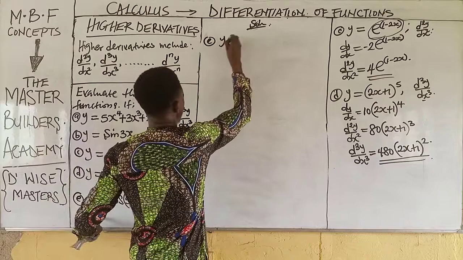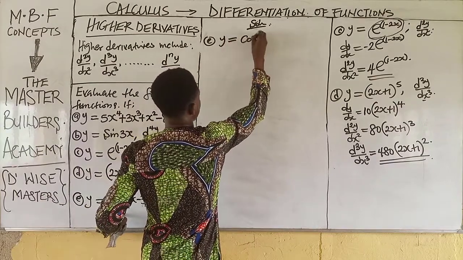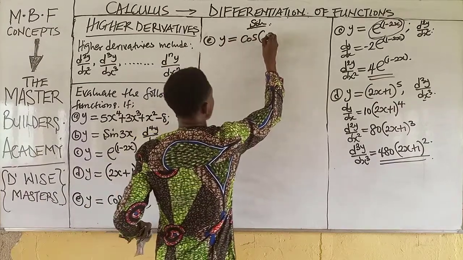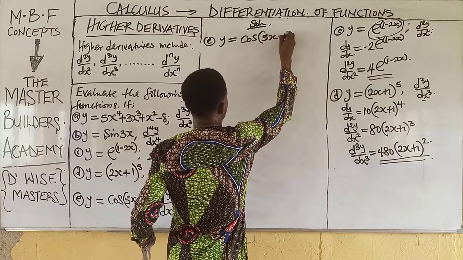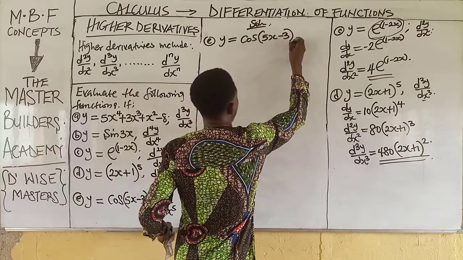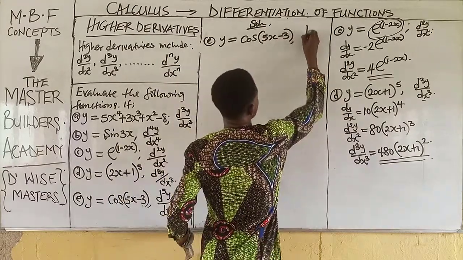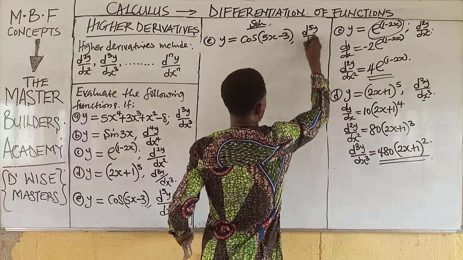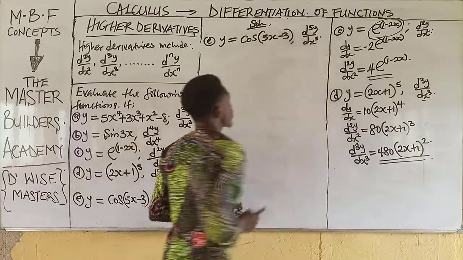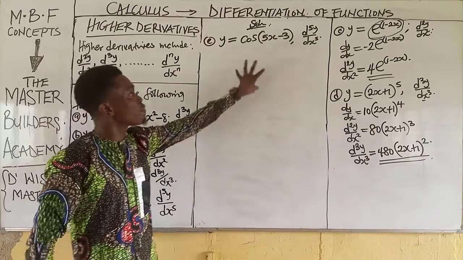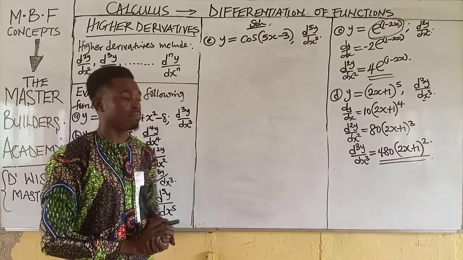Now, finally, we have question number E. And this is y is equal to cos, open bracket, 5x minus 3. And we are asked to find d^5y over dx^5. So for this question, we are asked to find the fifth derivative.